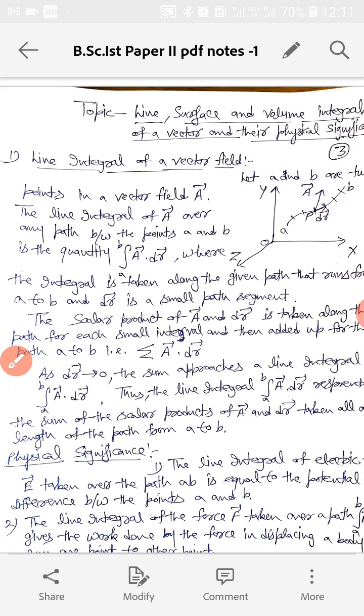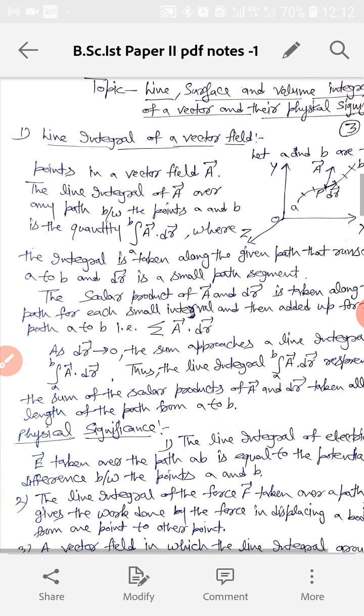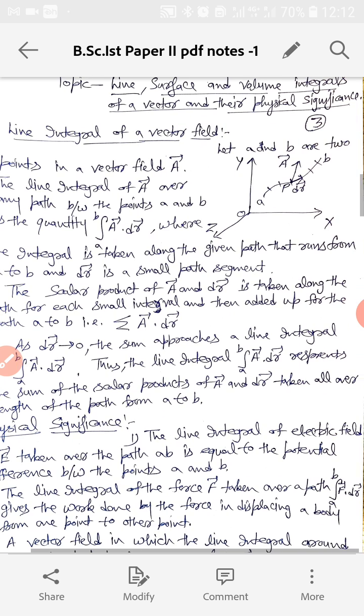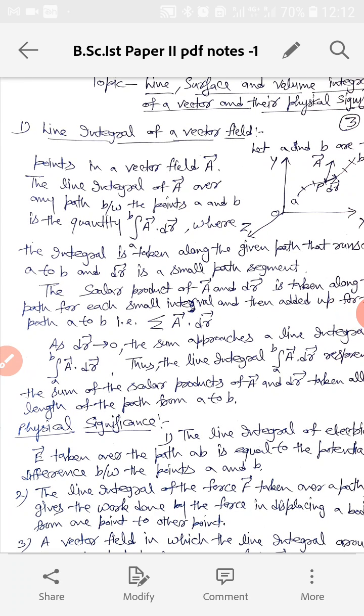Okay, the line integral is taken along that given path that runs from A to B, and along that path, suppose the displacement dr is a very small segment which we have considered. So what will be its line integral? If we calculate the scalar product of A and dr taken along the path for each small interval.